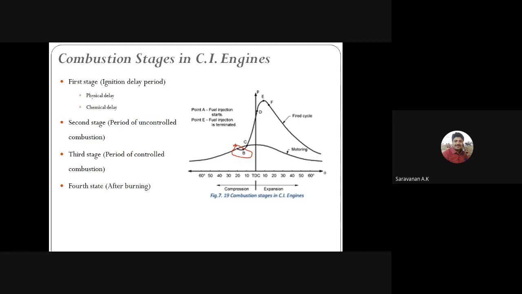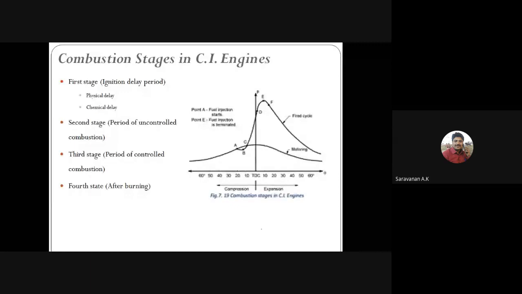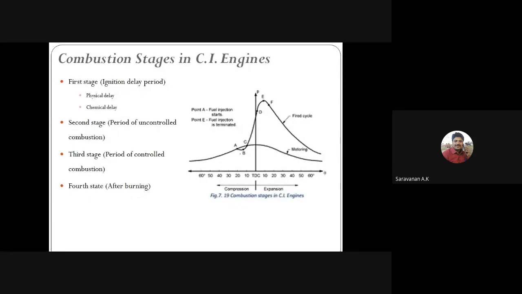Here you can see the pressure at point A and the pressure at point B will have some slight difference; a slight pressure drop will be there. Is it clear? So first, the AB curve. Then again we have a C curve also. During the physical delay, the pressure slightly reduces. Once the physical delay is over, the diesel fuel has to auto ignite and the flame has to appear.